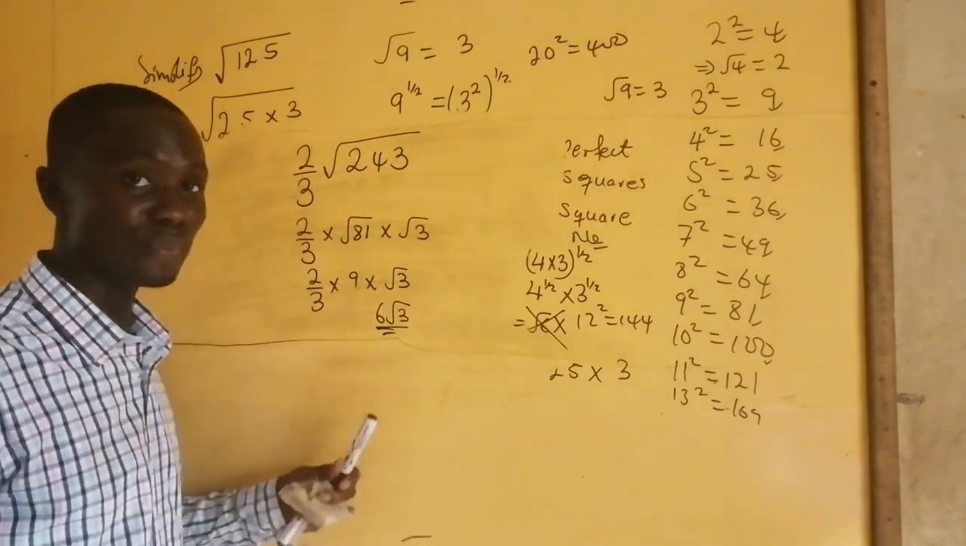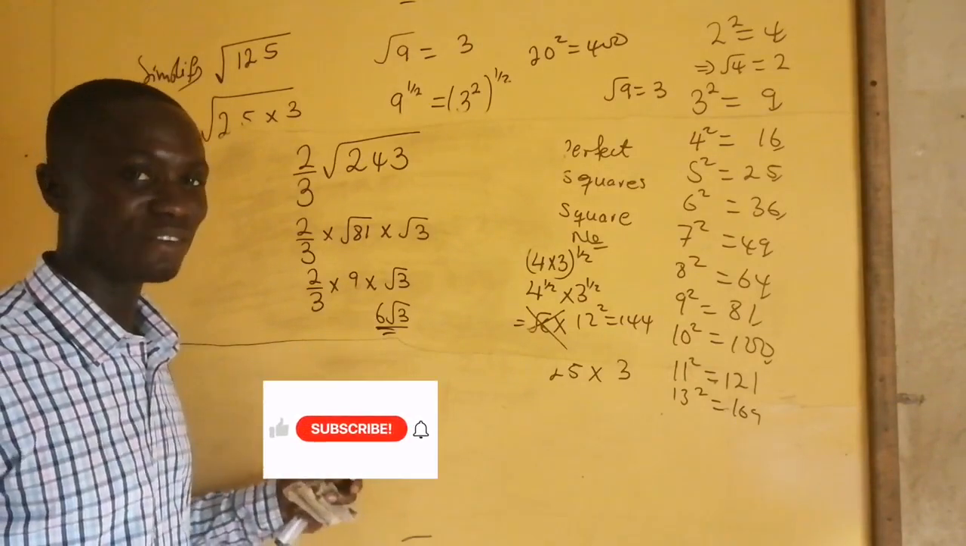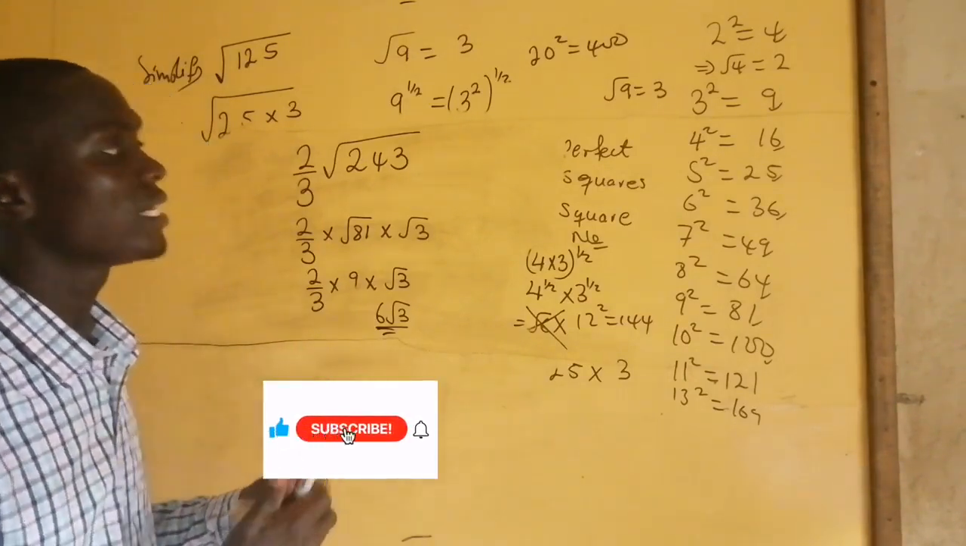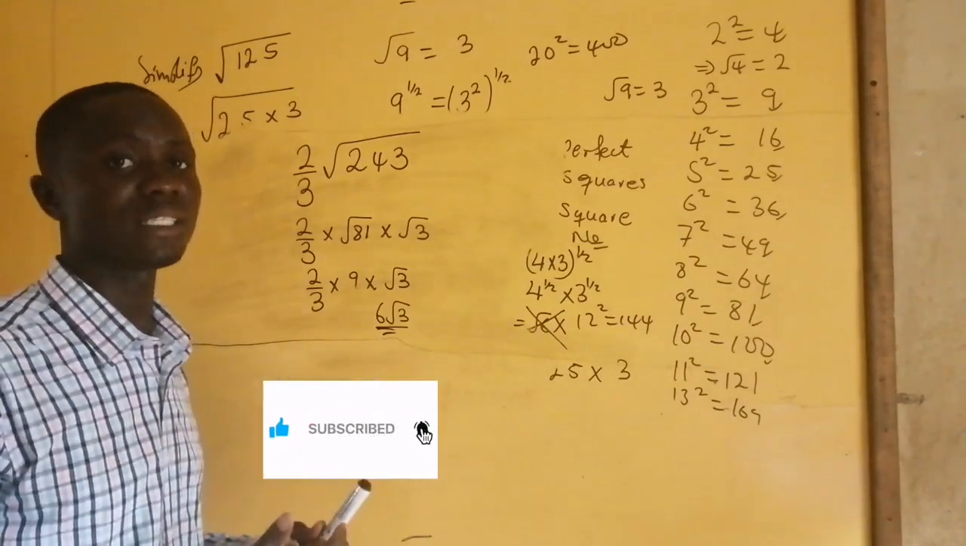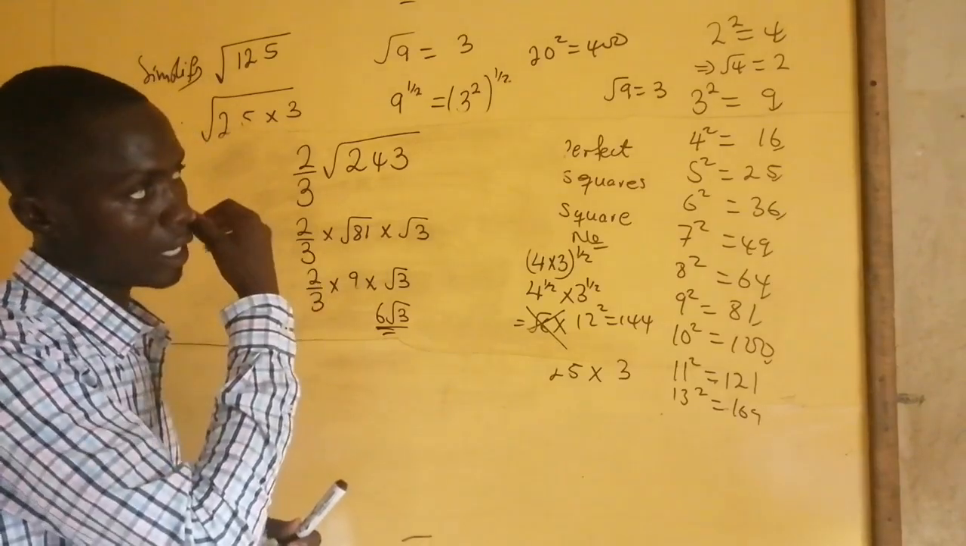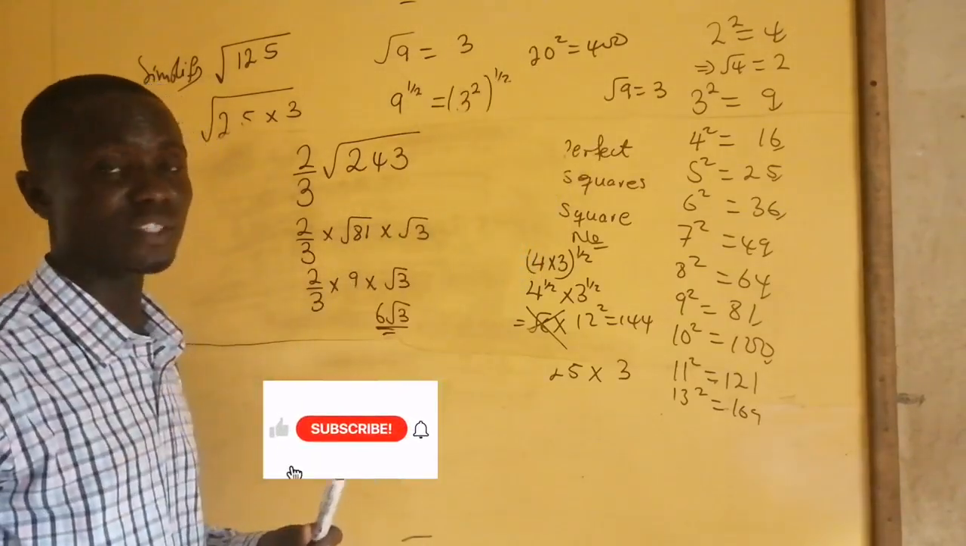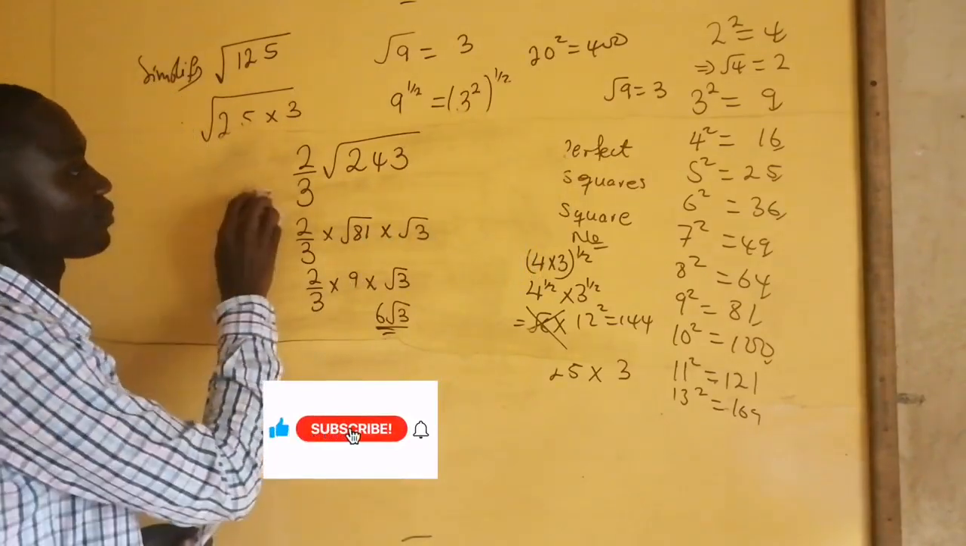So this is simply the basics. That is very, very simple. So whenever someone is writing any question, then that question depends on a given perfect square. Now let's do this one.